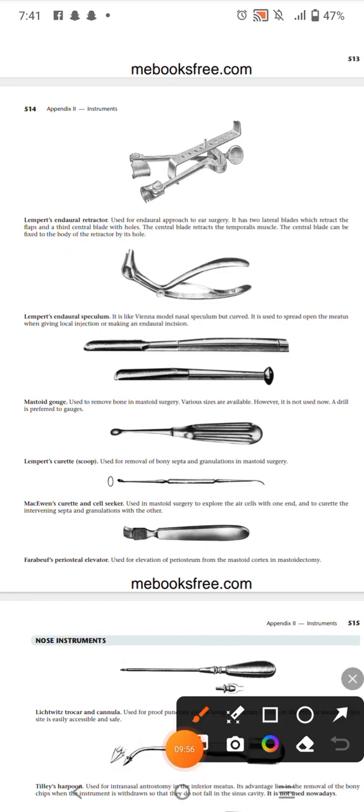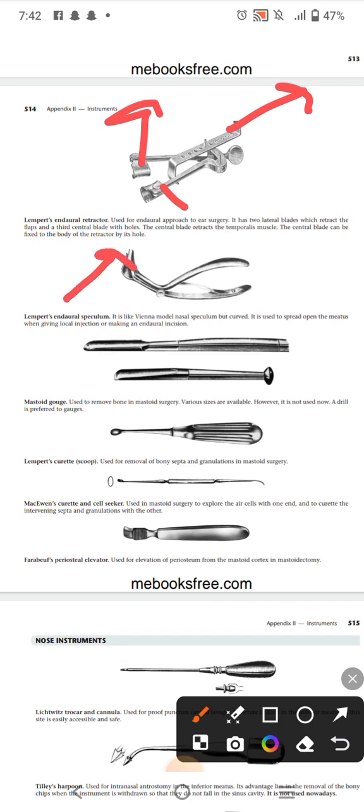And again you can see from here that this is Lempert's endaural retractor, two lateral blades. These are used for retraction of the tissues of flaps, and the central blade with holes is used for the retraction of the temporalis muscle. It is fixed through its hole into the underlying two blades. And then comes Lempert's endaural speculum. It has two limbs, one screw, and these two limbs end into a curved blade, and then it ends into a hollow cylindrical tip, and its blades are not very long like in Killian's nasal speculum.